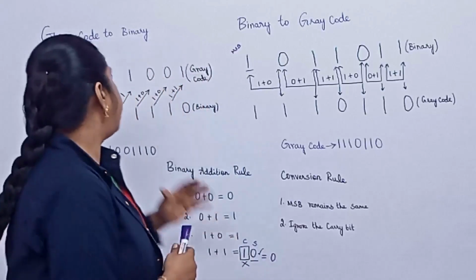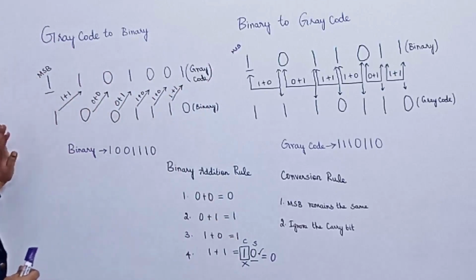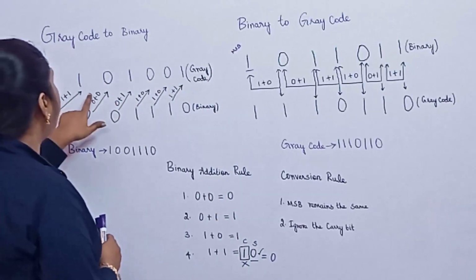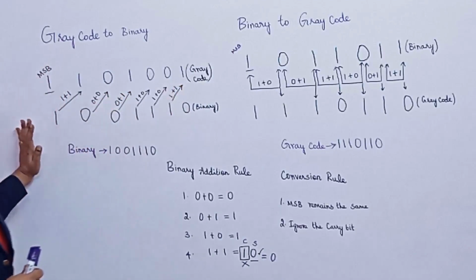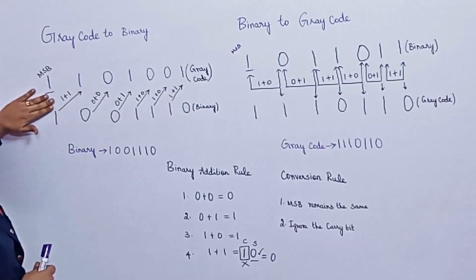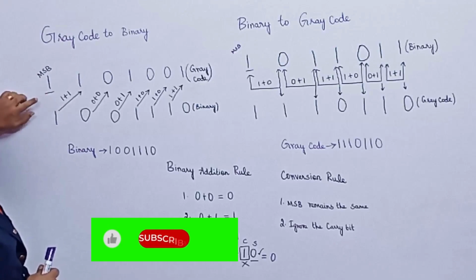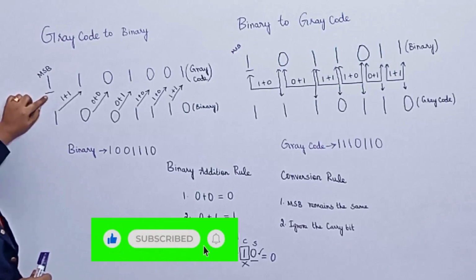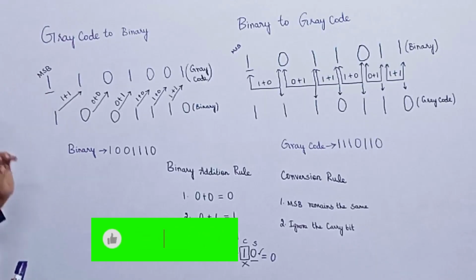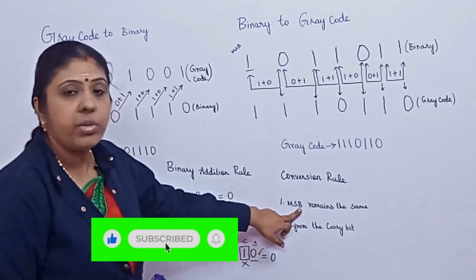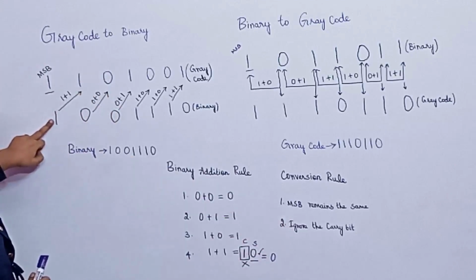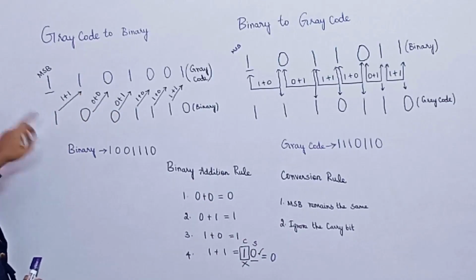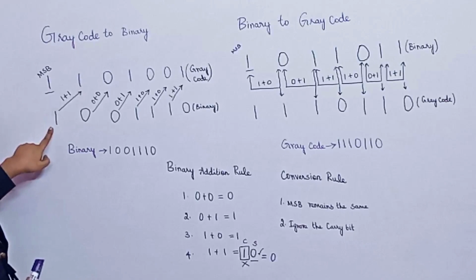Now we move on to the first example, gray code to binary. Consider the example 11010001. This is the gray code given. For this gray code, the first digit is called the MSB, that is, the most significant bit. Here we have the 1. The base idea for this conversion is, as per the conversion rule, the MSB remains the same. So the MSB 1 remains the same. So the first bit of the binary is also 1 only. We just keep the 1 as it is.